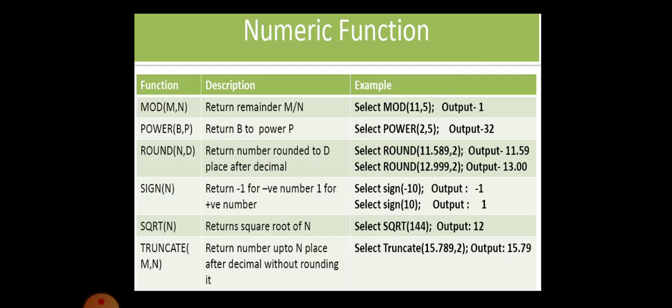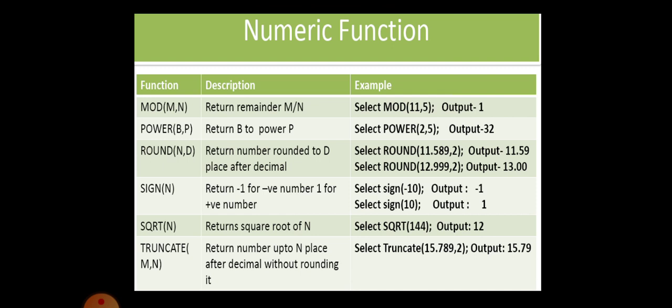The math function MOD is given for finding the remainder. So if you give 11 comma 5, the compiler will do the division, that is 11 divided by 5, and it finds the remainder, that is 1. Then POWER is given for returning the first argument to the power of the second argument. If you give 2 raised to 3, it will show only 8.